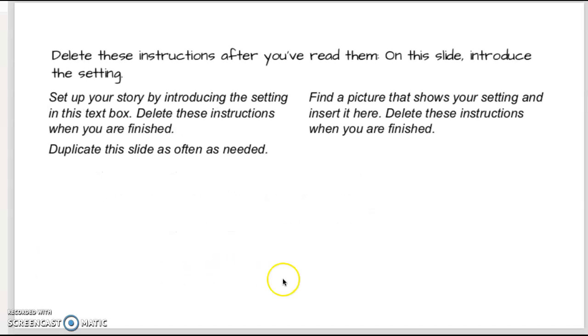Next, on slide 3, you are going to first introduce your setting, okay? Again, delete these instructions after you've read and understood them. In the text box on this side, you are going to be introducing the setting. Now, if you need more than one slide to explain your setting, you are welcome to duplicate this slide. On the other side, you are to find a picture that shows your setting and insert it here. Again, please delete these instructions.